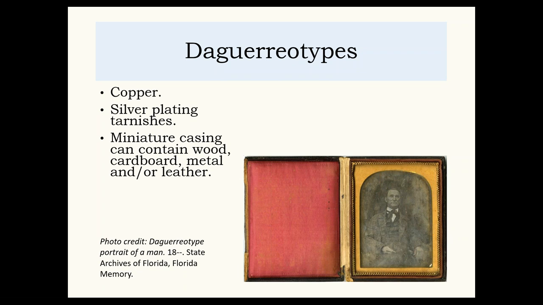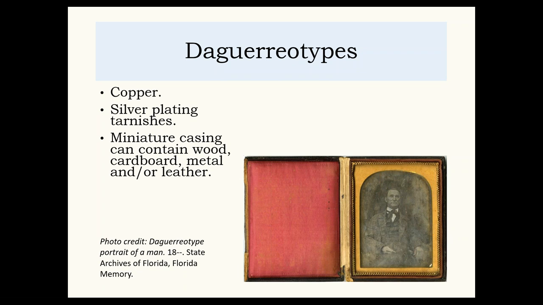And it was basically an image on a copper plate, with silver plating that sort of tarnishes on the outside. The way they produced the images was by heating it, and what you get is a very mirror-looking, reflective image. Everything had to be very still. They're one of a kind, so there were no copies made of them. The only way to copy it would be to take another picture of it. So each one is unique.